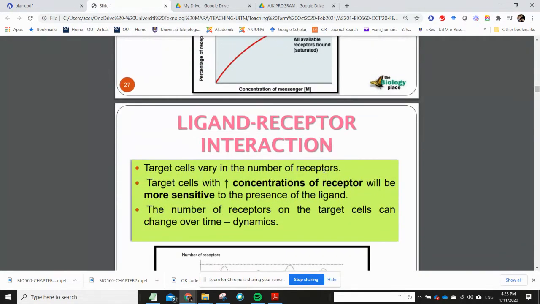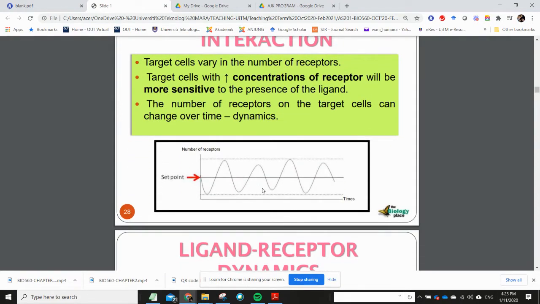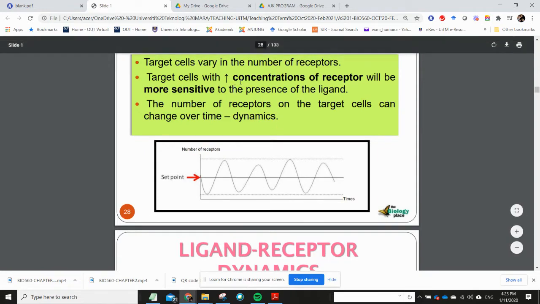All right. Target cells vary in the number of receptors. So this slide talks about the number of receptors, or concentration of receptors. A target cell with a high concentration of receptors is sensitive. A low concentration of receptors is less sensitive. The number of receptors can change or vary over time.